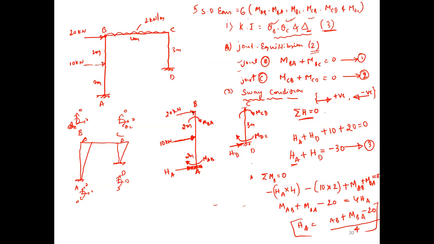Look, in this member, if we take MB = 0, what do we get? Anticlockwise HA into 4, so minus HA into 4. This is anticlockwise, therefore minus 10 into 2. And here there are two moments, MAB plus MBA equals 0. So you are getting HA.